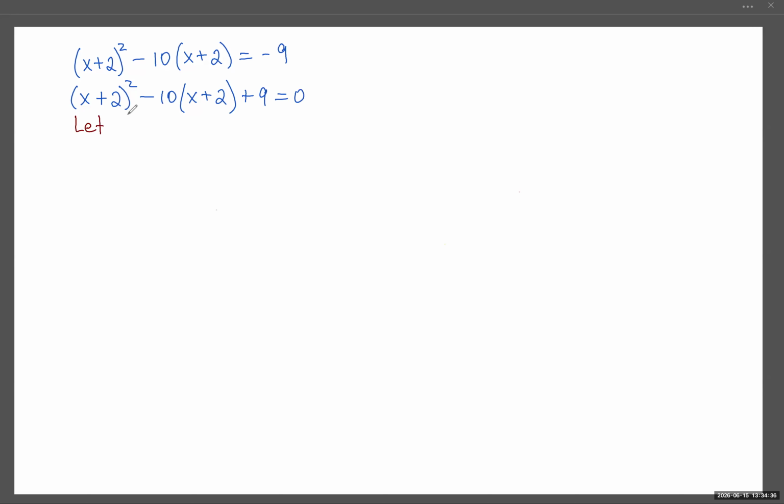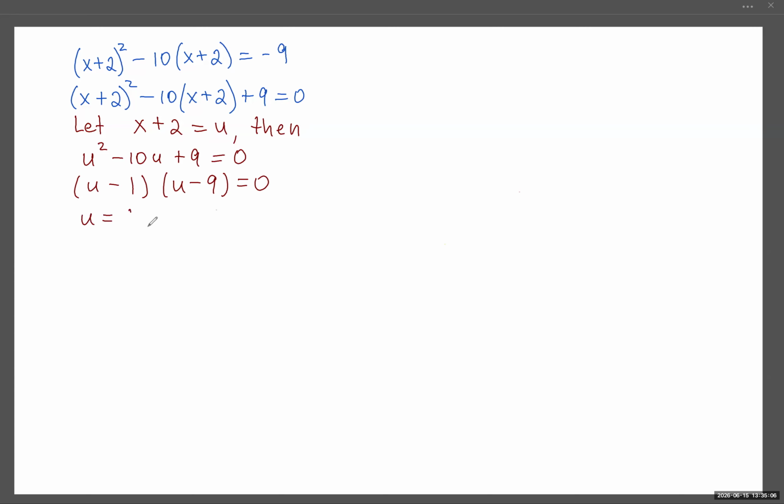If I let the expression x plus 2 equal u here, then I can rewrite this equation as u squared minus 10 times u plus 9 equals 0. Then I can factor this and solve for u: two numbers that multiply to 9, and add to negative 10. That's 9 and 1, both are negative. So u equals 1 or u equals 9.